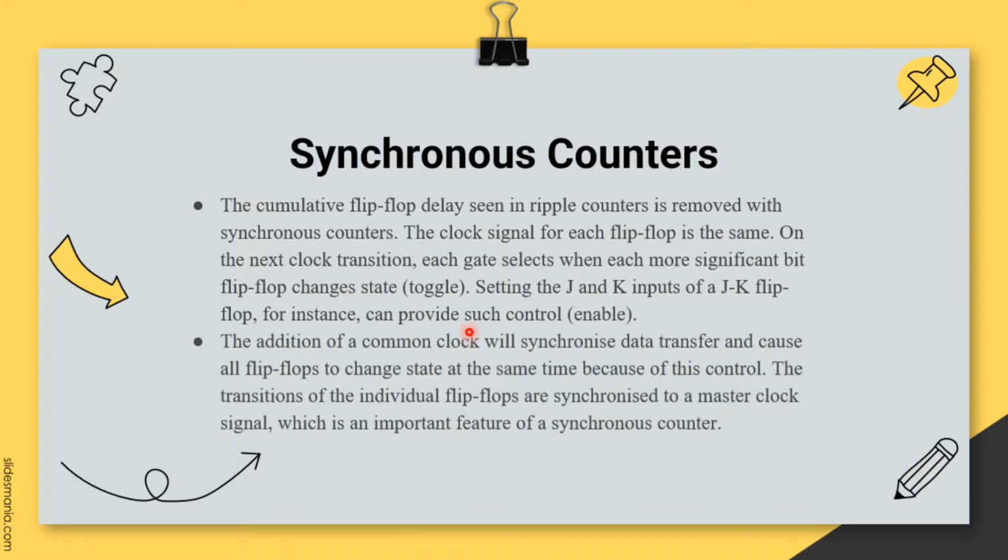The addition of a common clock will synchronize data transfer and cause all flip-flops to change state at the same time because of this control. The transitions of the individual flip-flops are synchronized to the master clock signal, which is an important feature of a synchronous counter.